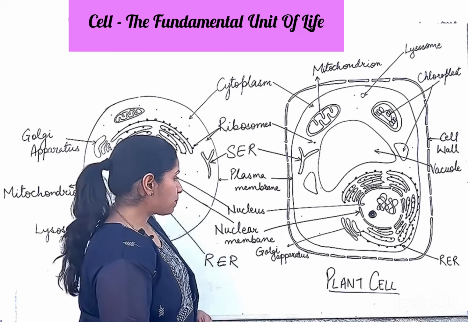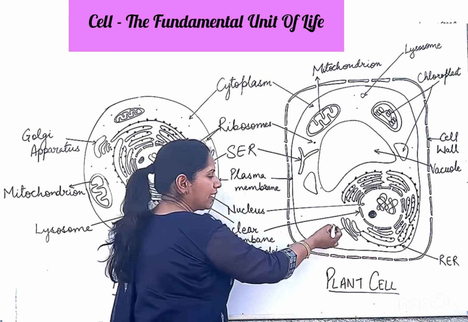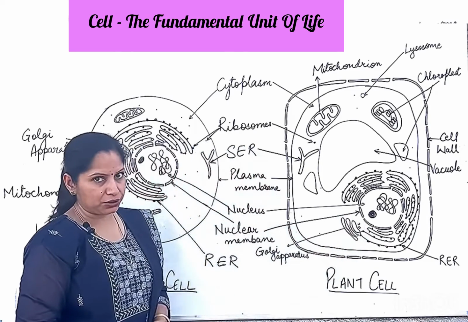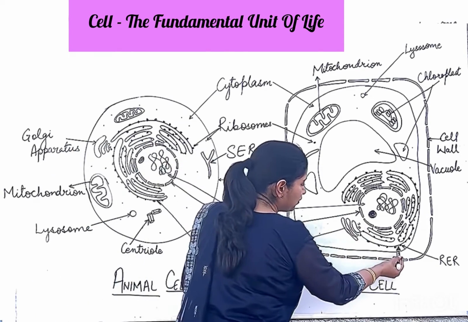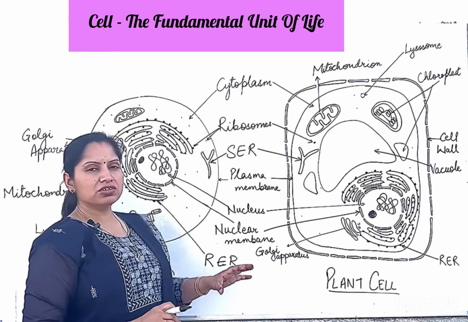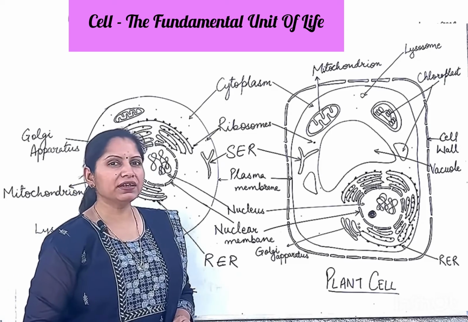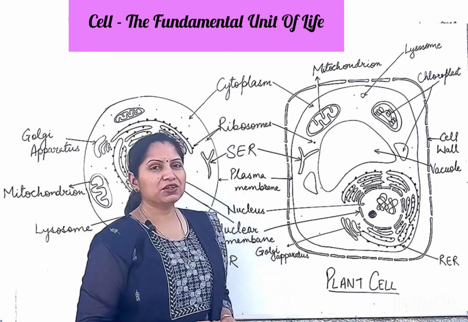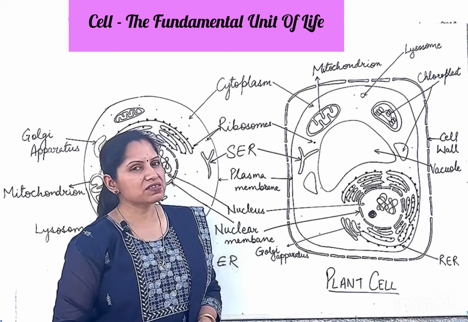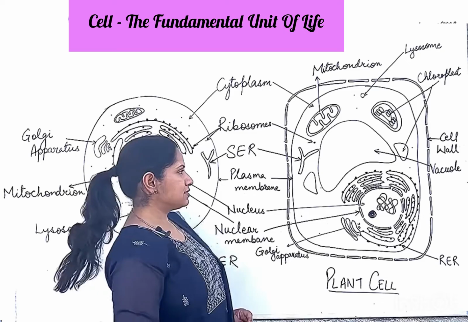Then we have the Golgi apparatus in the plant cell also, which we will draw close to the endoplasmic reticulum. In a plant cell also, there will be both rough endoplasmic reticulum as well as smooth endoplasmic reticulum. One structure that is present only in a plant cell and absent in an animal cell, that has a double membrane around it and helps in the process of photosynthesis, is the plastid. Here I have drawn the chloroplast, which is a type of plastid.